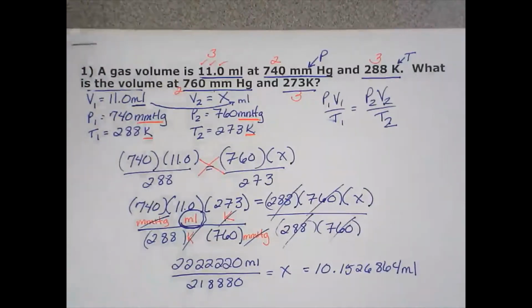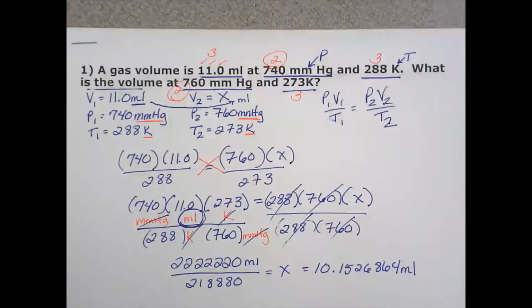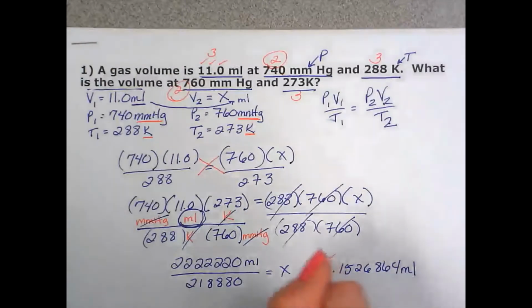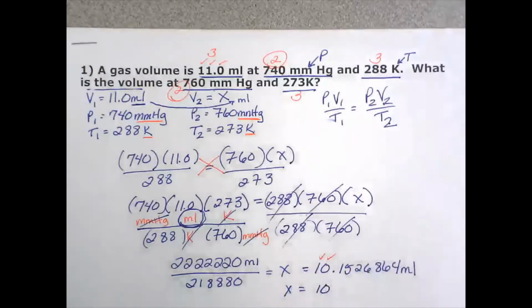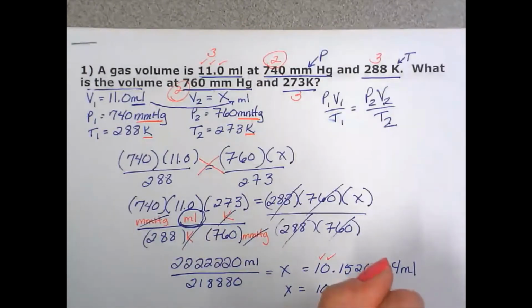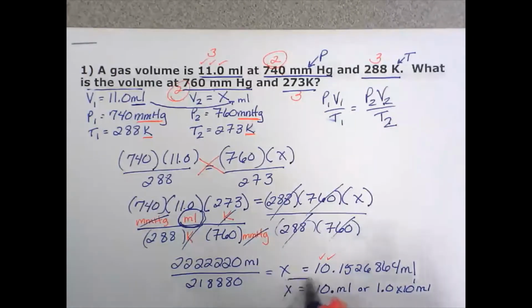We got to go with the least number. What was the least number of significant figures? 2. So that's what's going to determine our significant figures. So we need to keep those first two numbers. So x is 10. But does that have 2 sig figs? Now, how do I make that 2 significant figures? I can put a decimal at the end. Now it has 2 sig figs. Or I could write it in scientific notation, and that would also have 2 sig figs. So either one of those would work as our answer.